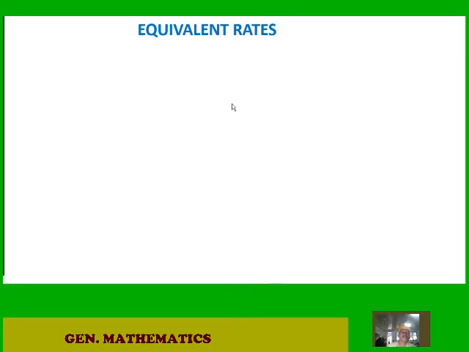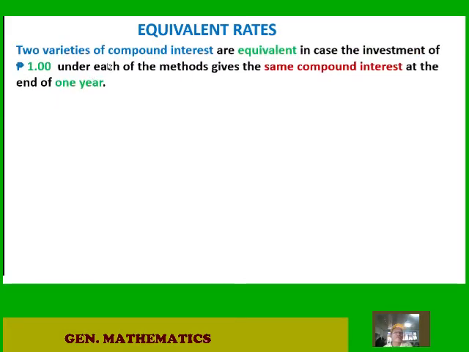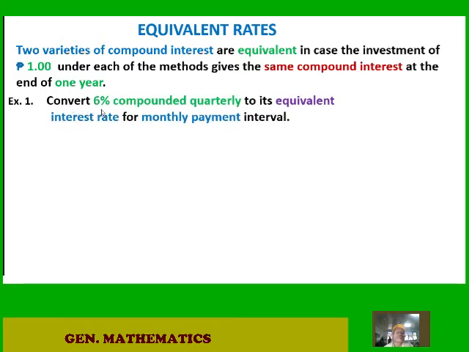Okay, equivalent rates. Two varieties of compound interest are equivalent in case the investment of 1 peso, take note that 1 peso is just an arbitrary startup value or value invested, under each of the methods gives the same compound interest at the end of 1 year. For simplicity, we have only 1 year. Convert 6% compounded quarterly to its equivalent interest rate for monthly payment interval.